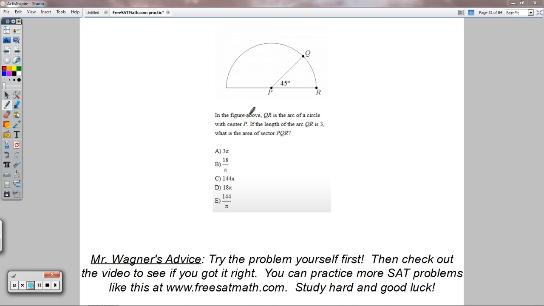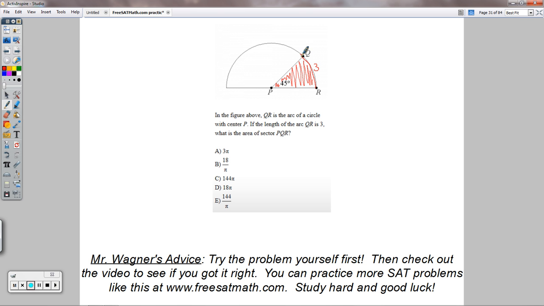It says in the figure above, QR is the arc of a circle with center P. If the length of the arc QR, from here to there, is 3, what is the area of sector PQR? So what's the area of this sector right here, in other words? How do we figure this out?